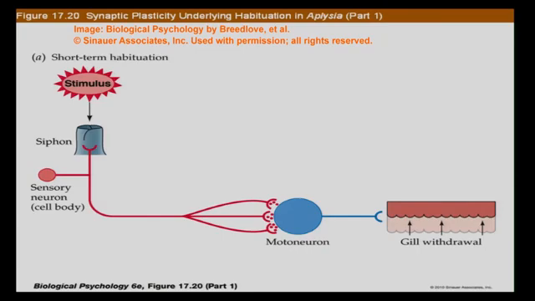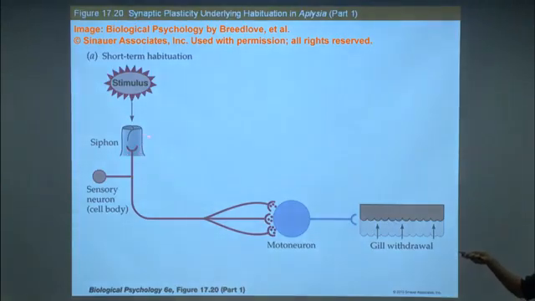So let's look at the circuit that has been worked out in the aplysia. You have your water pick stimulation, the squirt of water on the siphon. The siphon has axons from a sensory neuron. Its cell body is right here. And those sensory neuron axons go and synapse with the motor neuron that then has acetylcholine receptors that does the gill withdrawal reflex.